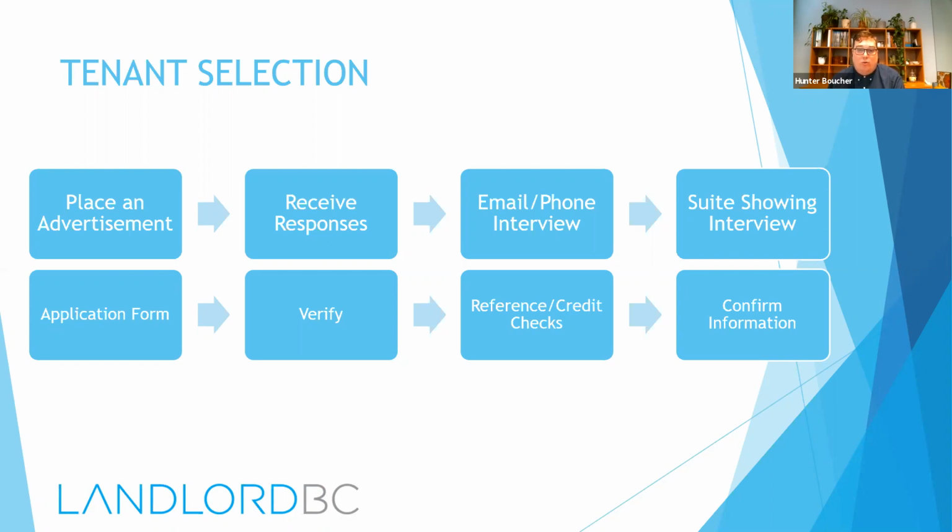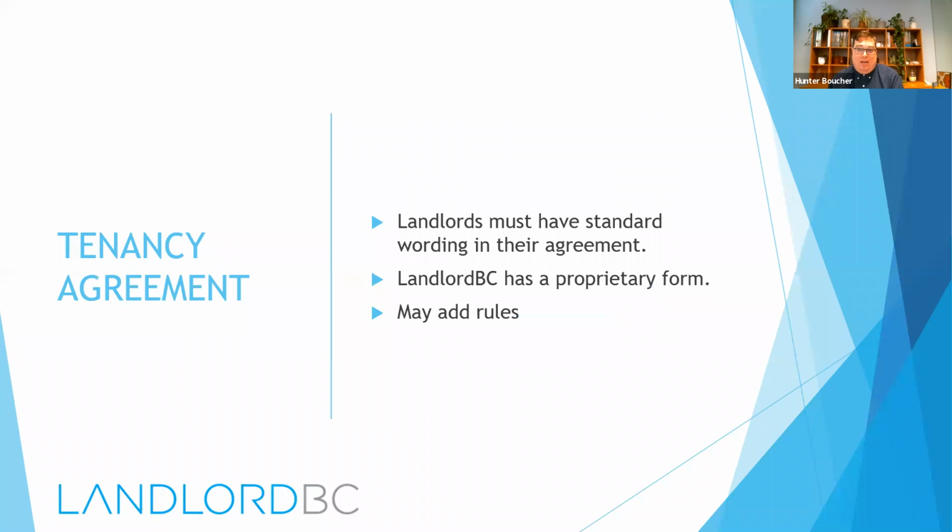We then move on to the next part of a tenancy, which is the tenancy agreement. Again, something that's very different from vacation rentals. In BC, landlords must have a standard agreement. Now, specifically, you must have standard wording in your agreement. And we have a form that's available to our members that has that standard wording. And the standard wording sets out very basic rules and rights and responsibilities for both the landlord and the tenant, but it is very, very basic.